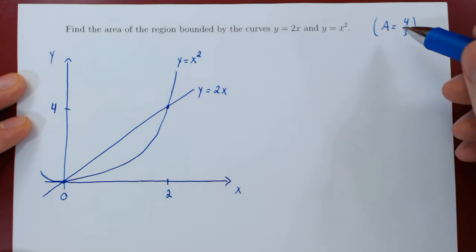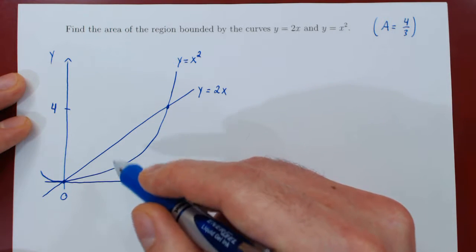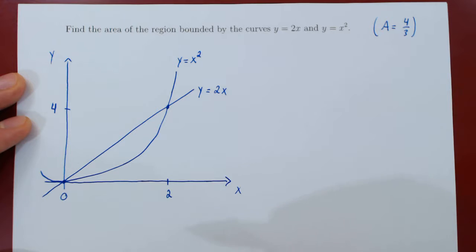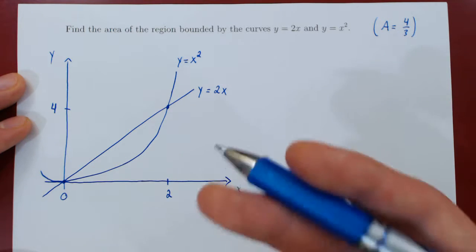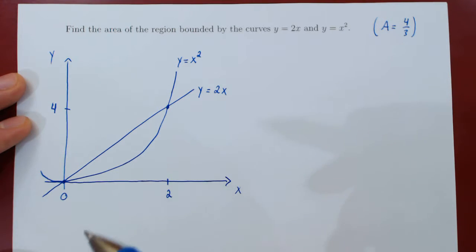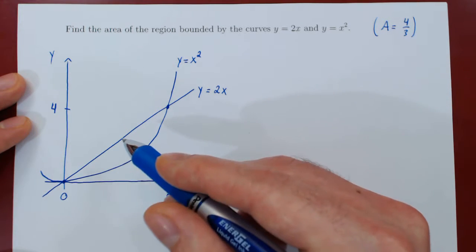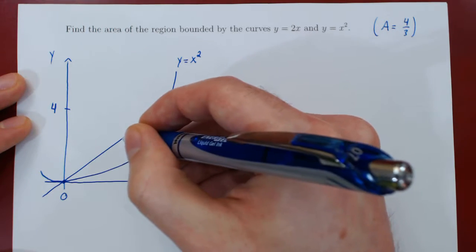But if you recall, we obtained 4/3 as the area of this region by covering up the region using vertical rectangles. So in this video, we want to present an alternate solution, now finding the area of the region by covering it up, not with vertical rectangles, but with horizontal rectangles.